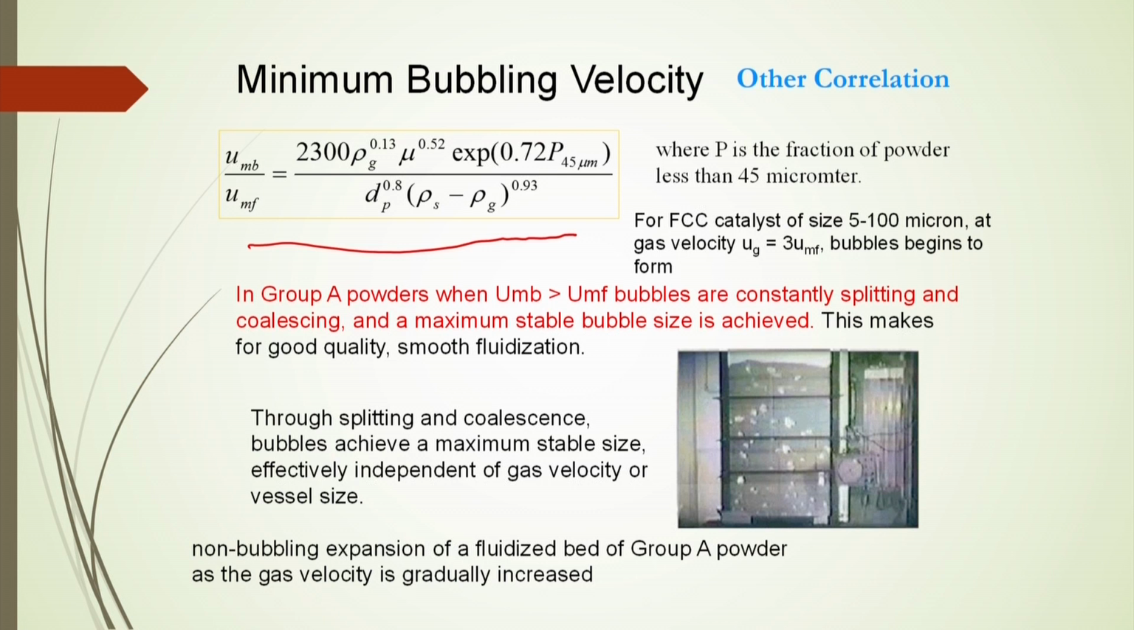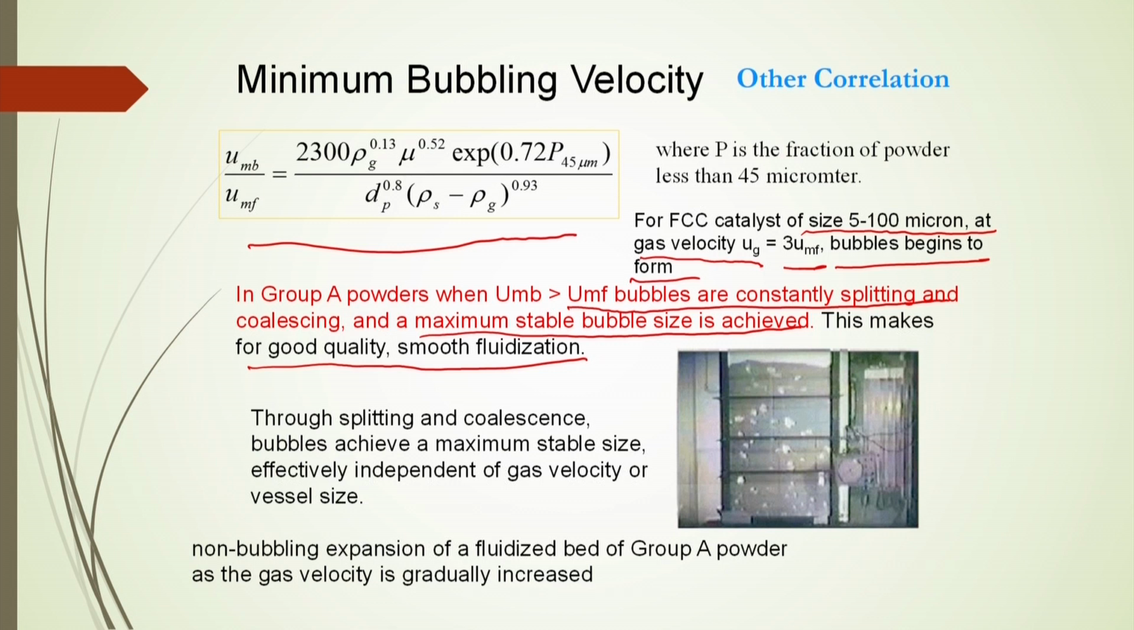Generally for FCC catalyst of size 5 to 100 micron, at gas velocity UG equal to 3 UMF, bubbles begin to form here. In group A powders, when UMB, that means the minimum bubbling condition, is greater than minimum fluidization, bubbles are constantly splitting and coalescing and a maximum stable bubble size is achieved. This makes good quality smooth fluidization. Through splitting and coalescence, the bubbles achieve a maximum stable size, which is effectively independent of gas velocity or vessel size.